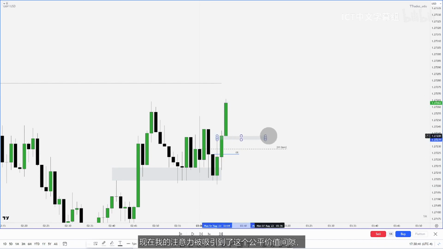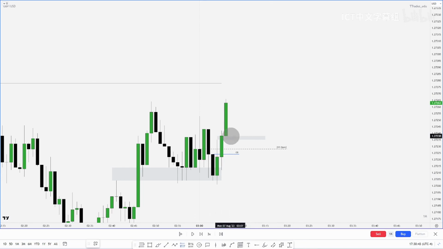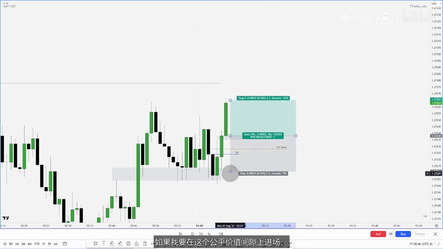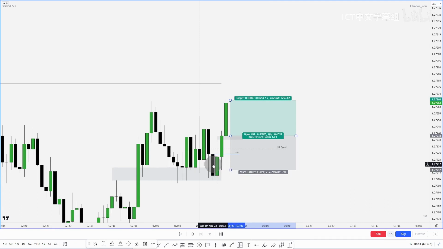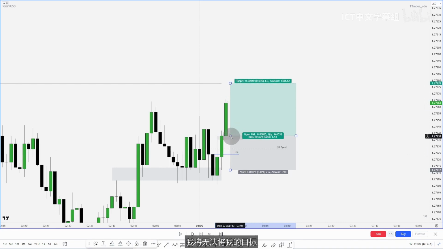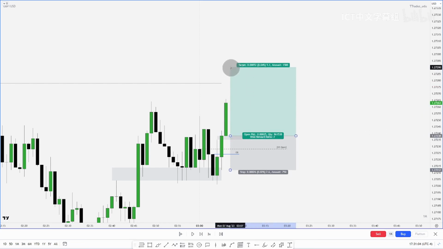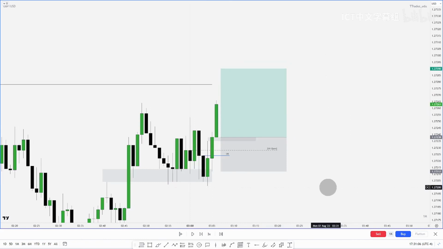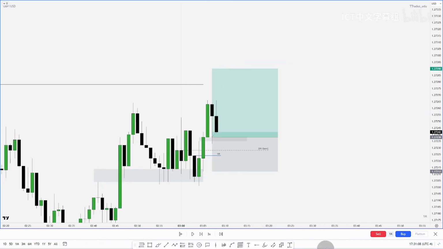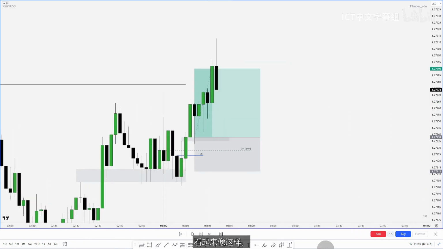Now my eye gets drawn to this fair value gap here, and if I was going to enter on this fair value gap, I would at least need my stop on this low right here, below the mean threshold of this order block. That way price could come back to this order block and I wouldn't be stopped out. However, with that, I would not be able to put my target right at this high because I need at least 2R personally, so I would have to have my target there. But letting this play out on the 1-minute, it looks something like that.